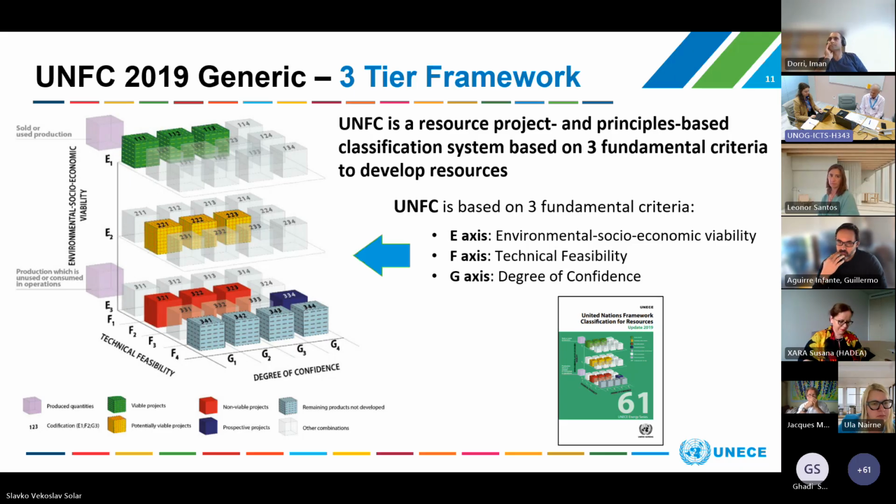It's important to be aware that UNFC is a resource project and principle-based classification based on 3 fundamental criteria to develop resources. So there are three fundamental criteria lined along the axis, the E, F, and the G axis. The E axis would be environmental, socio-economic viability. The F axis would be technical feasibility, and the G axis would be degree of confidence. In the old times, the G axis was called the geological knowledge.